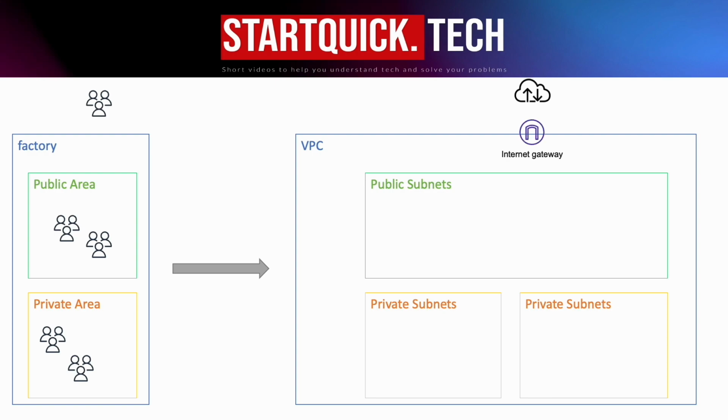The Internet Gateway is like the door of the VPC, which allows communication between the VPC and the Internet. If you create a new VPC, you need to create an Internet Gateway as a separate step.